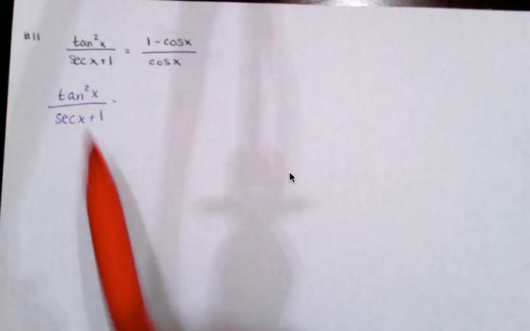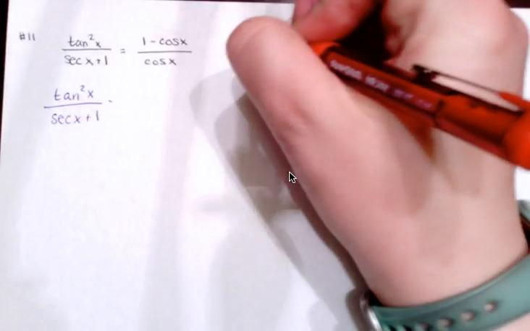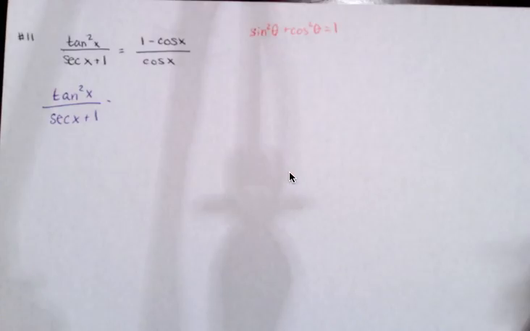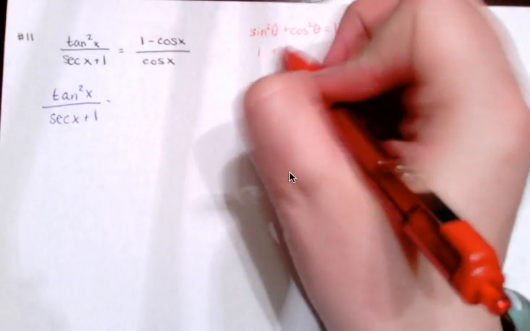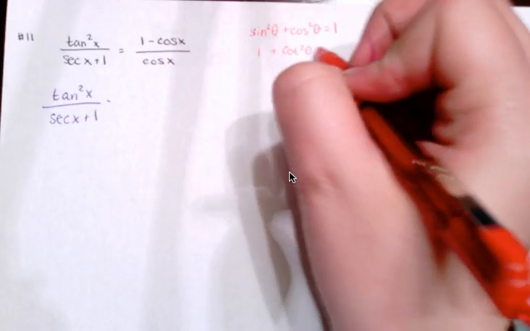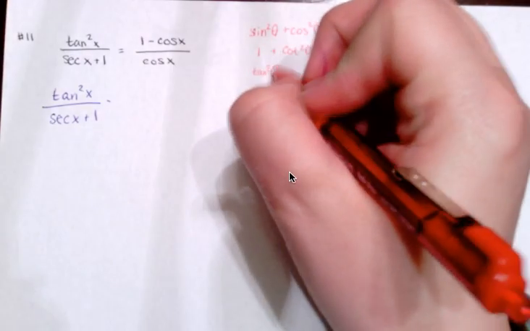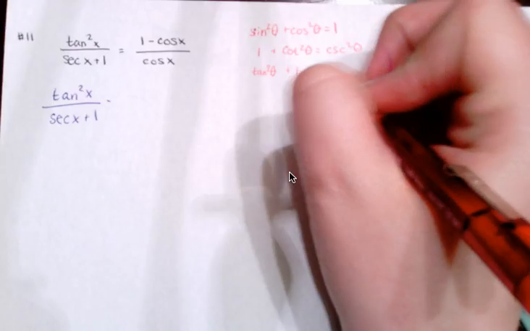So my one thing I always try first is I look for Pythagorean identities. The main thing that's going to tell you there's a Pythagorean identity is if you have something squared, and we do. So remember, off to the side, it's helpful to write these on your paper. Here's my main one: sine squared plus cosine squared equals 1. From that I can get 1 plus cotangent squared equals cosecant squared. I can also get tangent squared plus 1 equals secant squared.